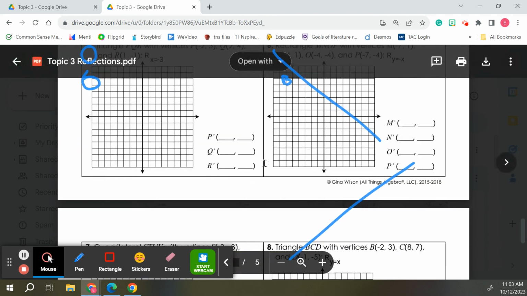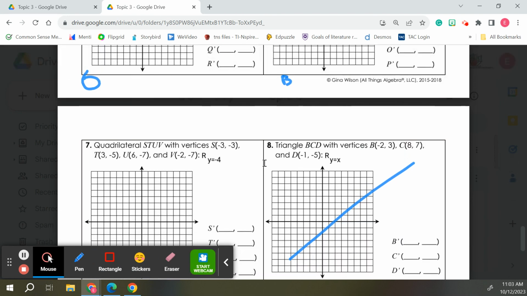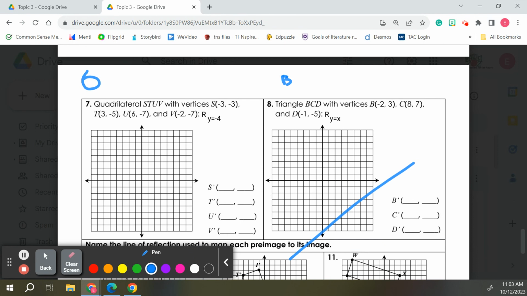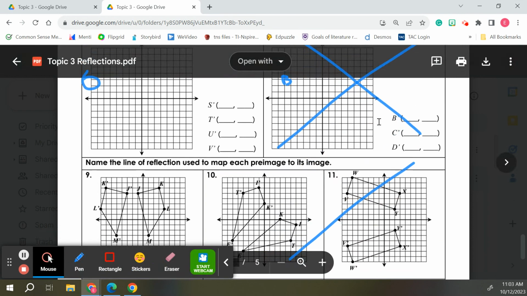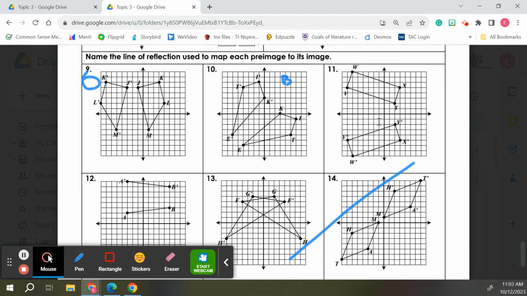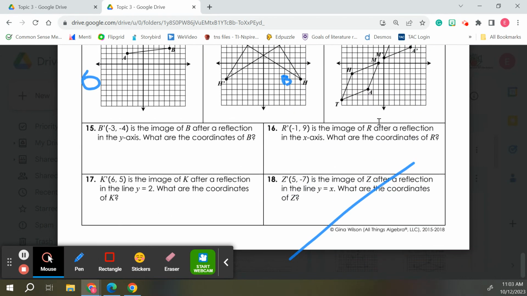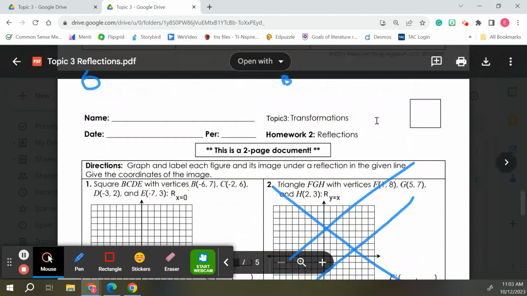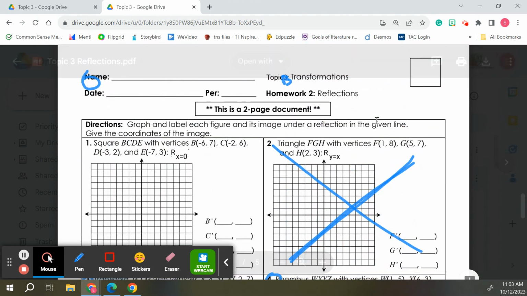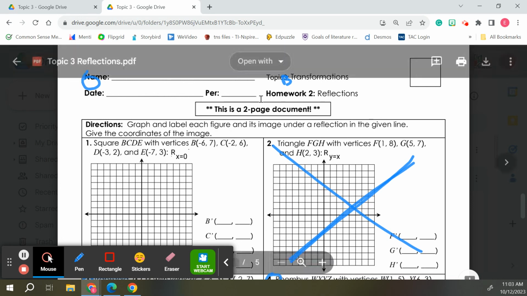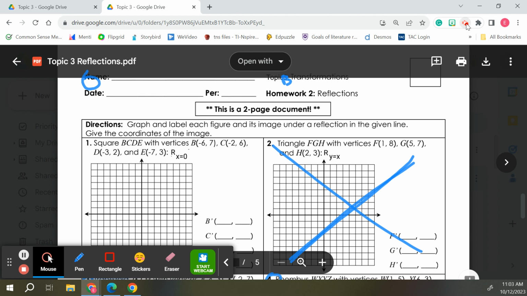You guys don't need 6. You're going to have 7, cross out 8. And we'll talk about the rest tomorrow, I think. But anything that says y equals x or y equals negative x, do not worry about those problems, okay? We'll talk about those lines of reflection tomorrow. And that's it. Those of you watching, have a great day.